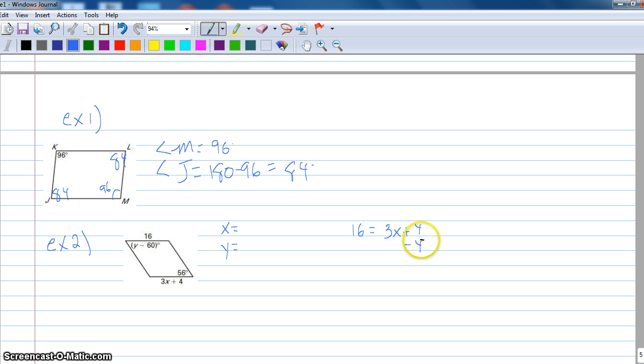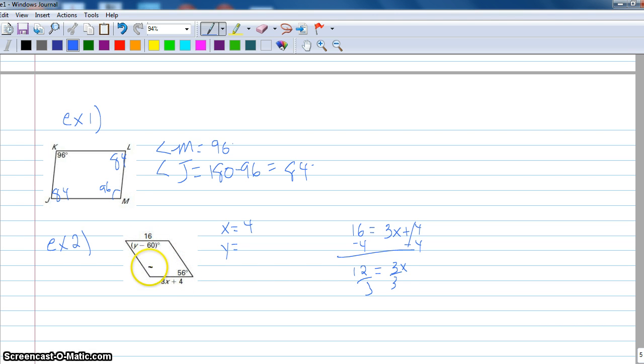Do some algebra, subtract the 4. 3x is equal to 12. Divide by 3, and x is 4. Now the y. These are opposite, they're opposite sides. Since they're on opposite sides, they are equal.